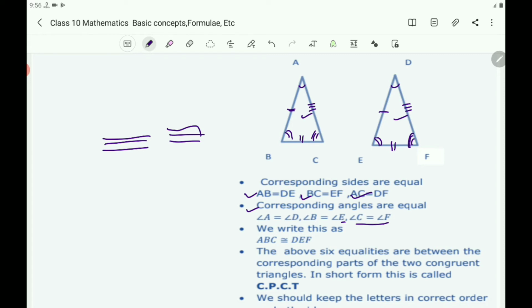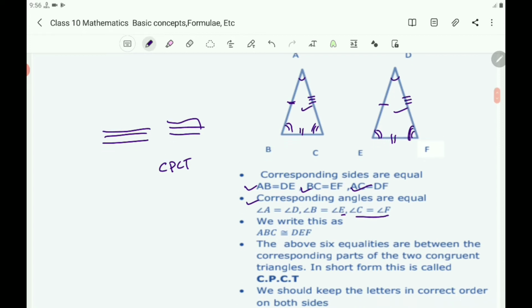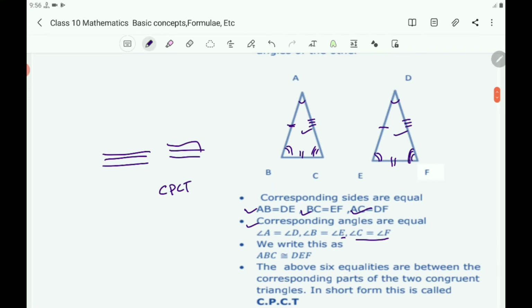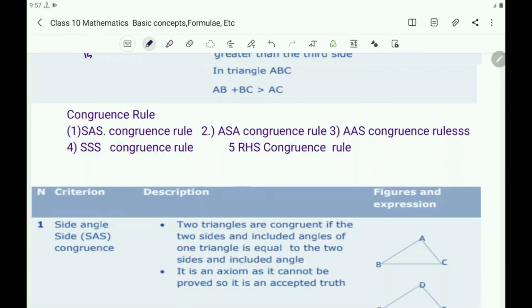You know it. And the above six equalities are between the corresponding parts of the two congruent triangles, and normally you can say CPCT, corresponding parts of congruent triangles. So here we should keep the letters in the correct order on both sides. Here AB equals DE, BC equals EF, AC equals DF. Corresponding parts of congruent triangles means you must write the corresponding parts which are equal.